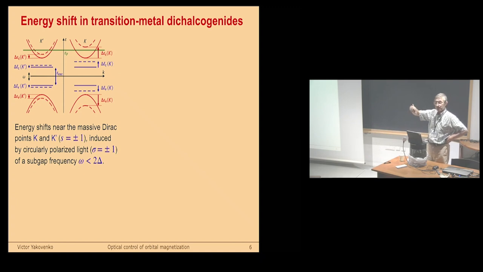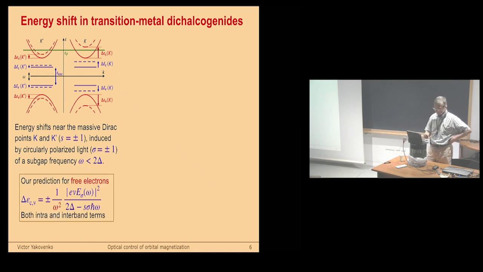Now circularly polarized light will couple to that Berry curvature and will produce an energy shift of each band. Okay. So that's basically the formula. You basically plug into those formulas I showed you in the first slide and apply them to massive Dirac points, and you calculate, pretty straightforwardly, the energy shift of each valley.